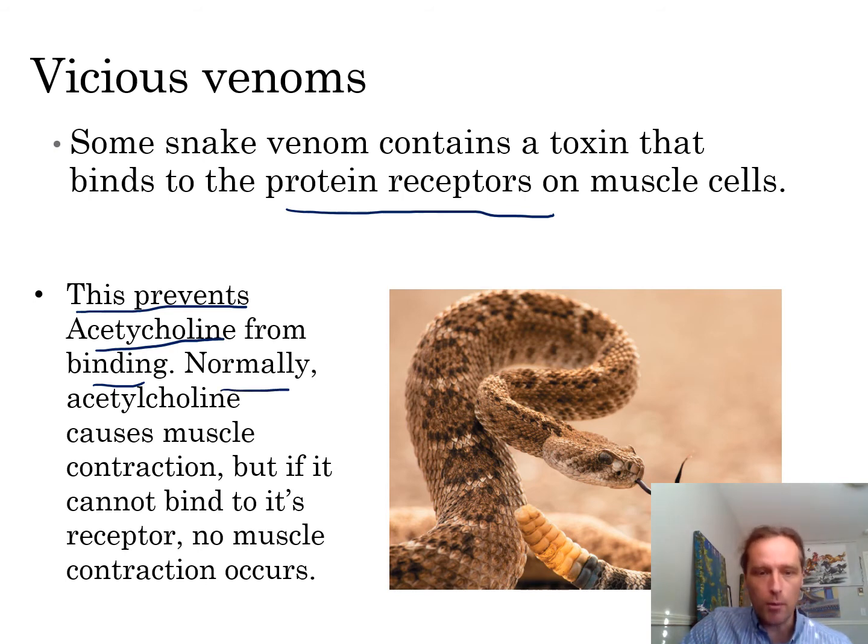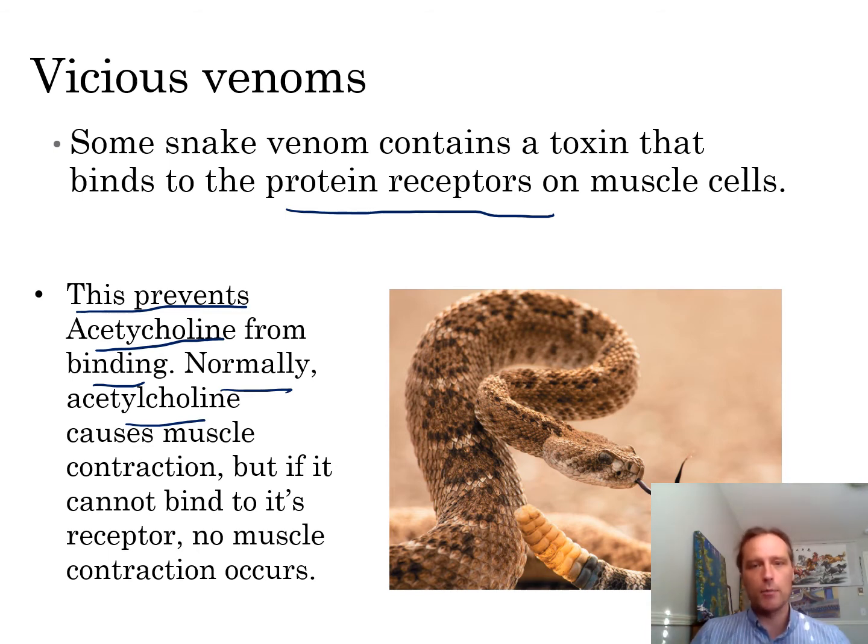Acetylcholine normally causes muscle contraction, but if it cannot bind to its receptor, no muscle contraction occurs, and this would be local paralysis. So some snake venom can cause muscles to basically not respond when the brain sends a signal down to those muscles in the form of acetylcholine that says contract.